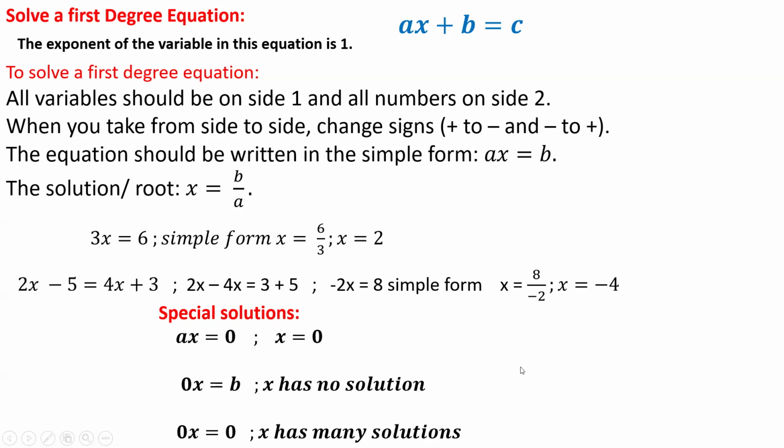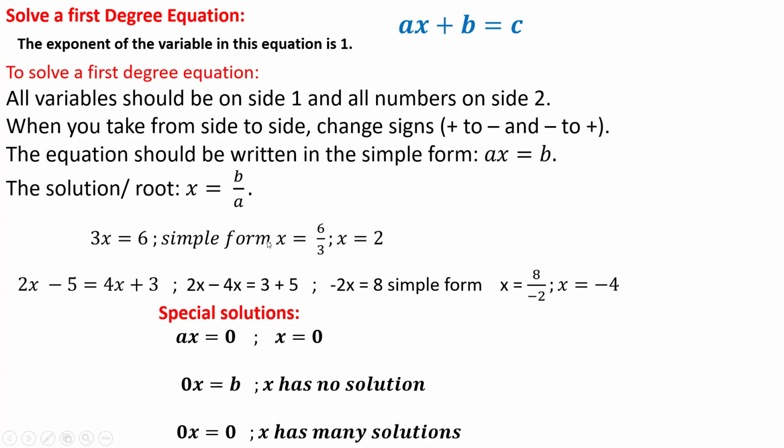variables to side 1, all numbers to side 2. When we take from side to side, we change signs. So 2x is on side 1, so I keep it on side 1. 4x is on side 2. I want to take it to side 1. It's positive, so when we take it to side 1, it becomes minus 4x equal. 3 is on side 2. I keep it. I bring minus 5 to side 2. It becomes plus 5. I calculate side 1. 2x minus 4x is minus 2x, and 3 plus 5 is 8. Now it's in the simple form. So the solution x equal 8 over minus 2, then x is equal to minus 4.